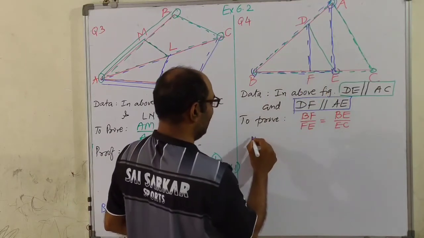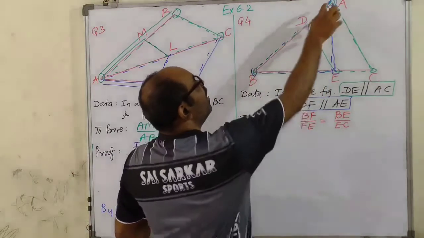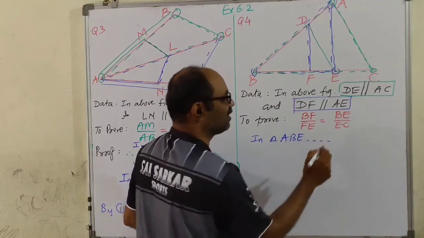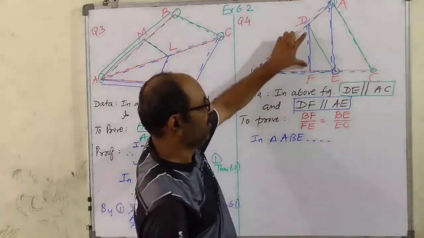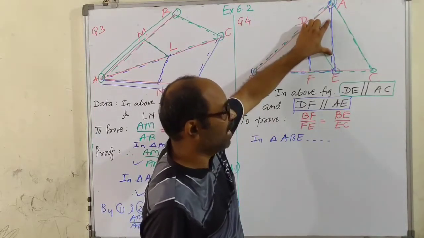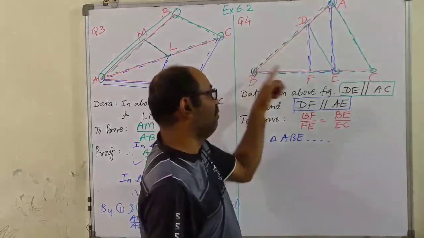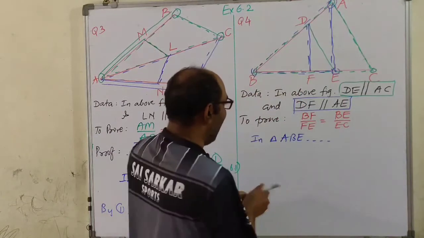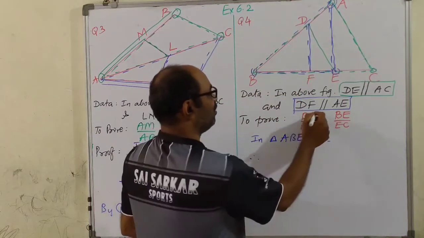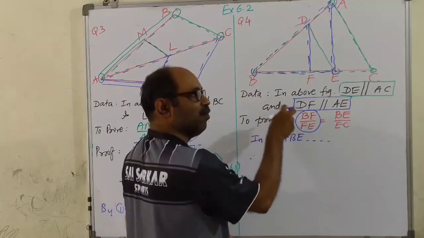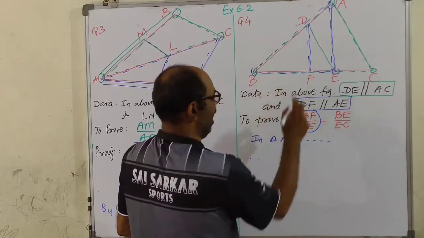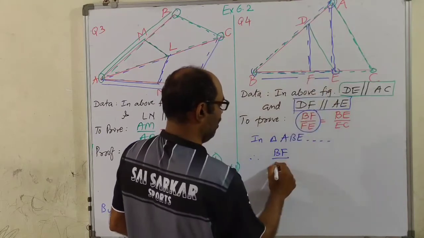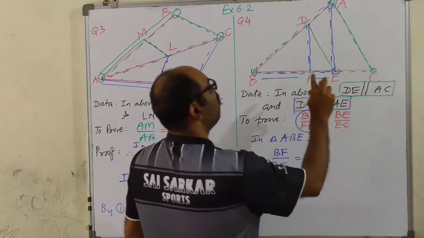So I'll use that. In triangle blue, ABE. I have to write this. In triangle ABE, DF is parallel to AE and it intersects AB and BE respectively in point D and F. Therefore, I can pick the ratio. This is in demand. So I should pick what I need. BF upon FE.